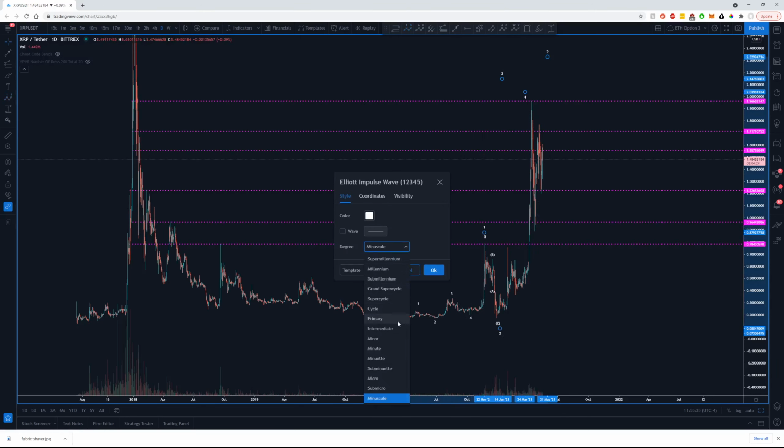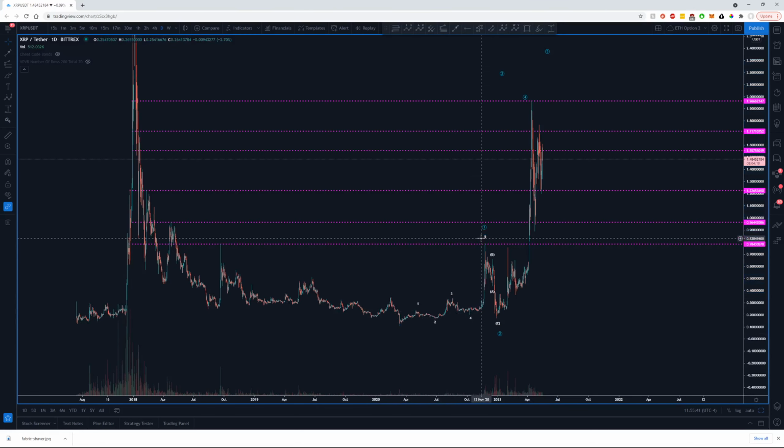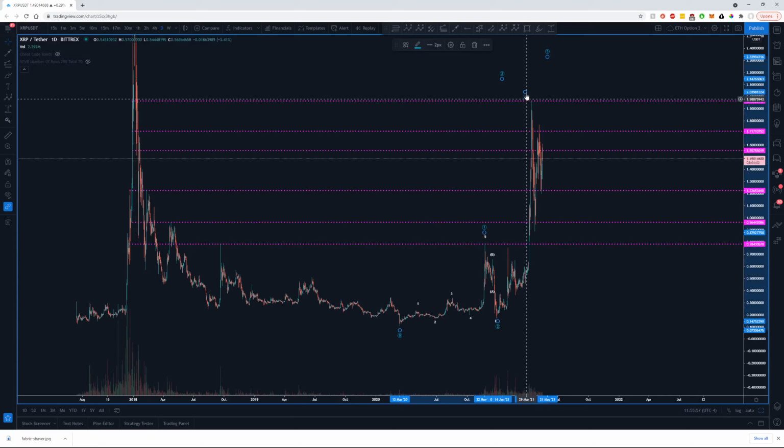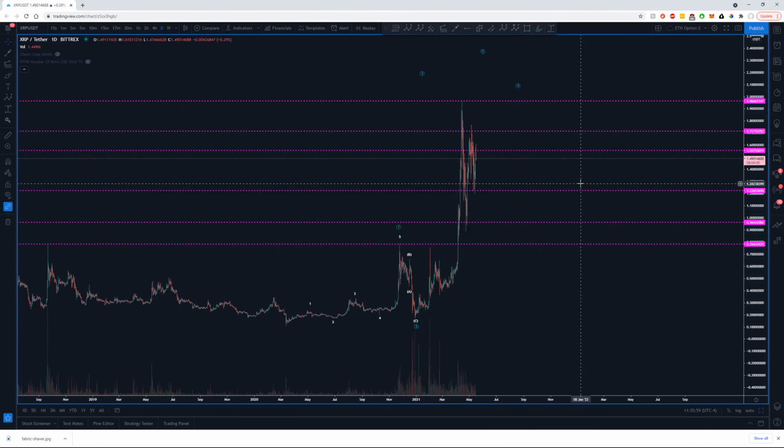I'm going to change the color of this and turn the degree up so that we can distinguish between them, because as I said, that first white 5-wave move and the white ABC that we drew are simply making up the 1 wave and the 2 wave on a larger degree, respectively. So it looks something like this, where we have a 1, 2, and now we're trying to figure out where are the blue 3, 4, and 5.